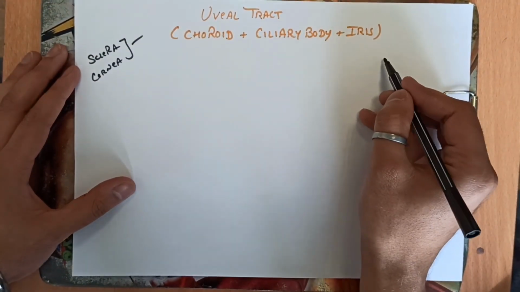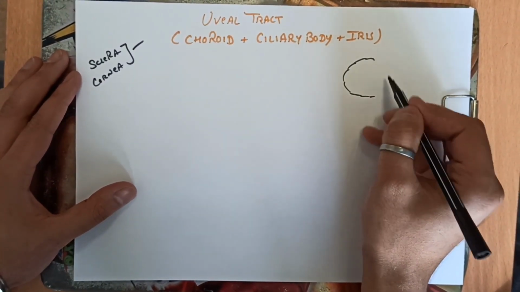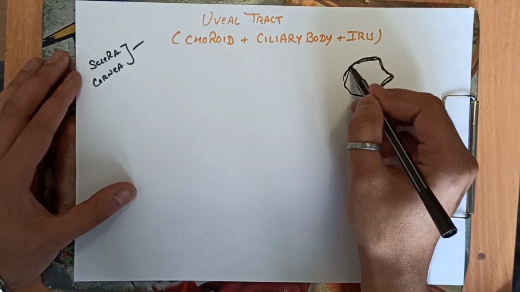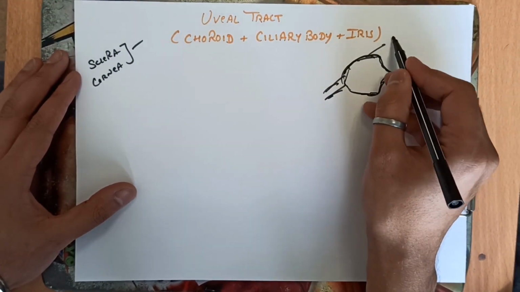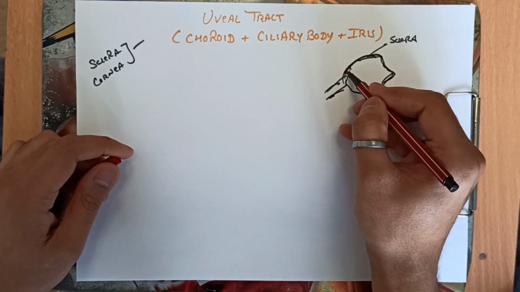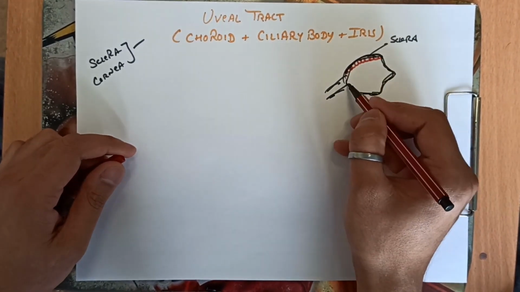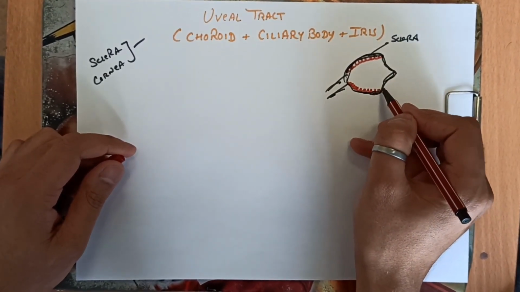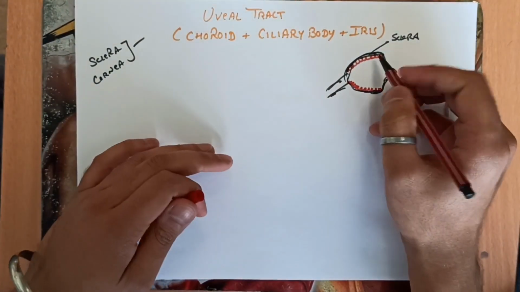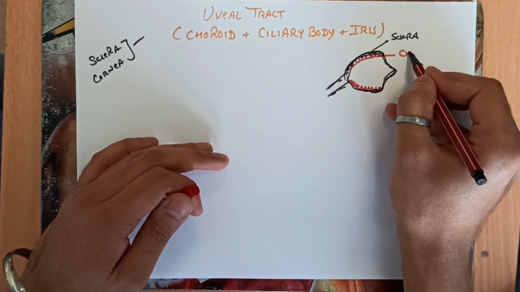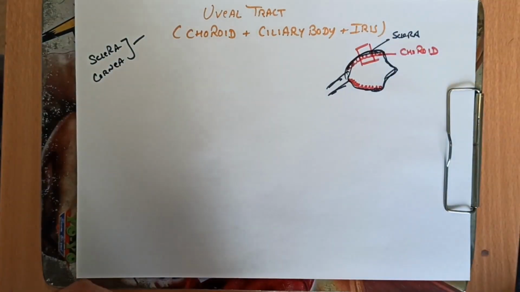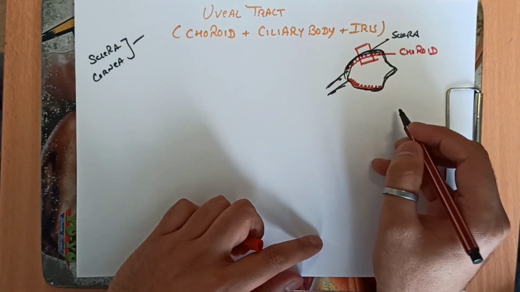Here I will be making a small diagram of the eye. Okay, this eye is malfunctioned a little bit. So this was the sclera. Inner to the sclera, this layer is the choroid, a highly vascular layer. So today we will be studying this layer, the choroid.